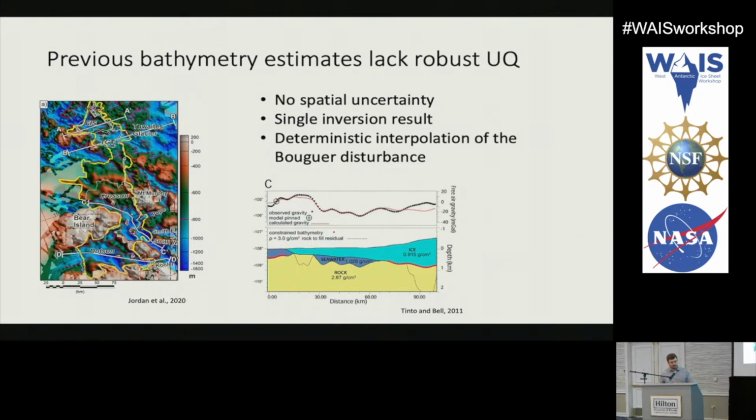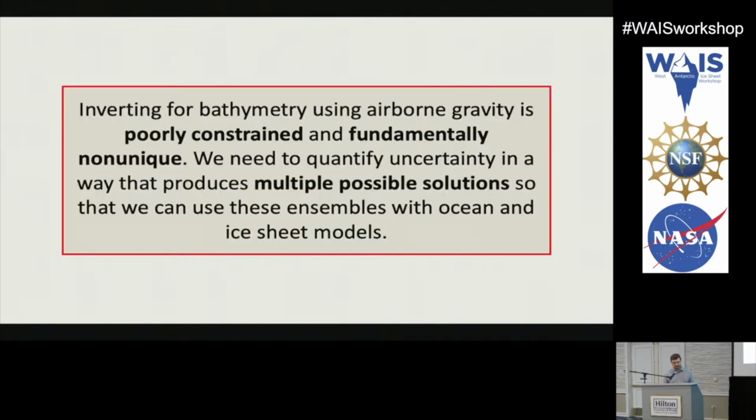And on the left, you can see the bathymetry from Jordan et al. 2020. And of course, Kirsty was the first in 2011. So really, inverting for bathymetry using airborne gravity is poorly constrained and fundamentally non-unique. And we need to quantify uncertainty in a way that produces multiple solutions so that we can take ensembles of bathymetry models and put them into ocean and ice sheet models in order to propagate the uncertainty in the bathymetry into basal melt, for example.